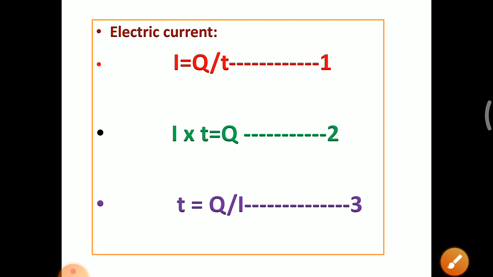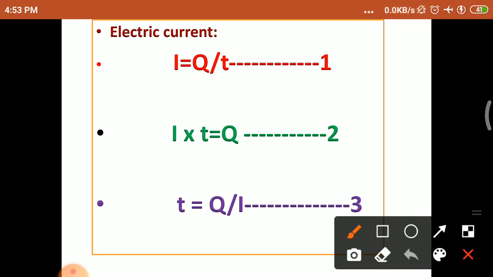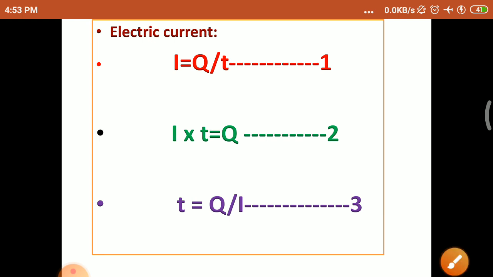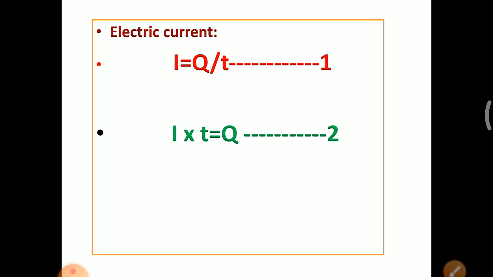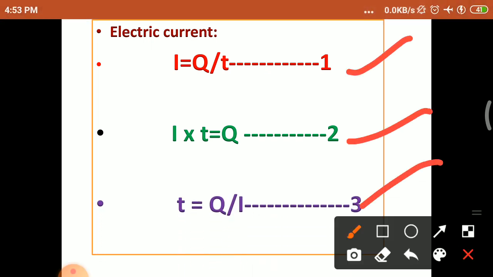The next one, T equal to Q by I. See here, keep the T on this side, the I will come to this side. So here the multiplication will come to this side as division. So T equal to Q by I. So from this single equation, we can create three equations because in this equation, three physical quantities are present. So before going to see the numerical problems related to electric current, you have to know these three equations: I equal to Q by T, Q equal to I into T, T equal to Q by I.